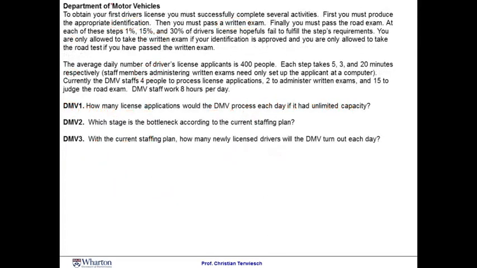All right, the last question in this module review is about the Department of Motor Vehicles. In my example here, you have 400 people who are arriving and want to make an application for a driver's license. About 1% of them fail because they're not able to produce an appropriate identification. 15% then go on and fail the written exam, and 30% then fail in the driving test.